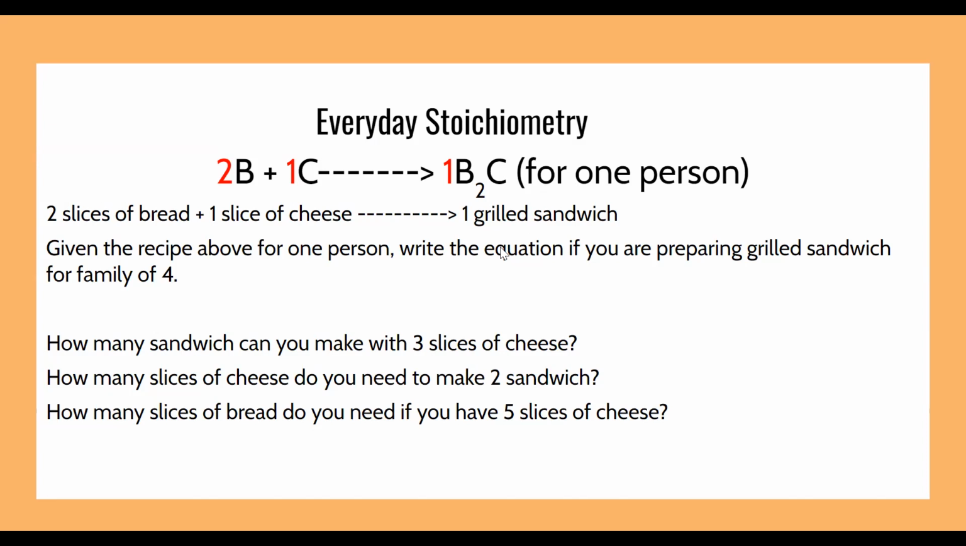So given the recipe for 1 person, we write the equation. It says write the equation if you are preparing grilled sandwich for a family of 4. So think about it. You made this delicious grilled sandwich, and some people are going to visit you. You say, oh, I'm going to make that sandwich. Now, you have to make it for 4. How will you do it? Write the equation.